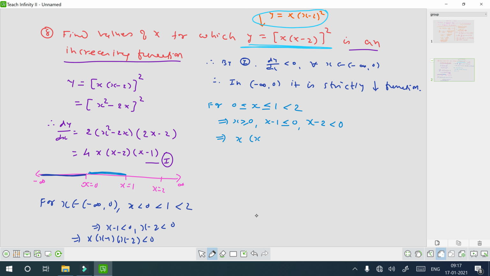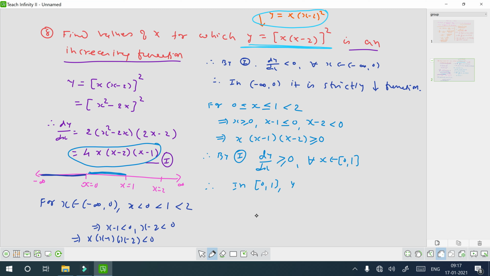So this says that x into x minus 1 into x minus 2 is greater than or equal to 0, and therefore by 1, what we get? dy by dx is equal to this much, that is greater than or equal to 0, for all x belongs to closed interval 0 to 1, and therefore in closed interval 0 to 1, the given function is an increasing function. Clear? Yes. Next interval comes out where to where?